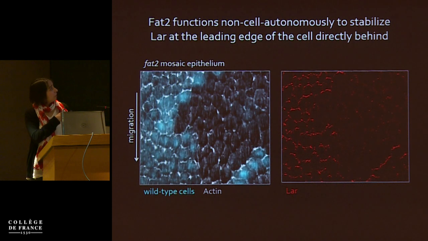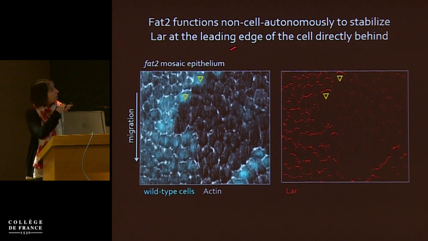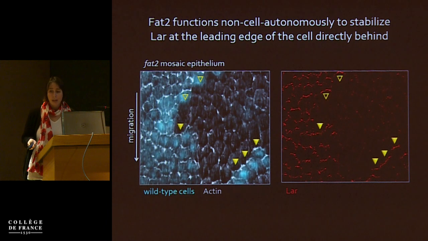So I'm once again showing you a FAT2 mosaic epithelium with the wild-type cells on the left. You can see that LAR is localized normally within these cells. By contrast, LAR is largely missing from the mutant cells, and this is once again a non-cell autonomous effect. So if we focus on two wild-type cells migrating behind FAT2 mutant cells, these cells lack LAR at their leading edge. By contrast, FAT2 mutant cells migrating behind wild-type cells localize LAR normally.